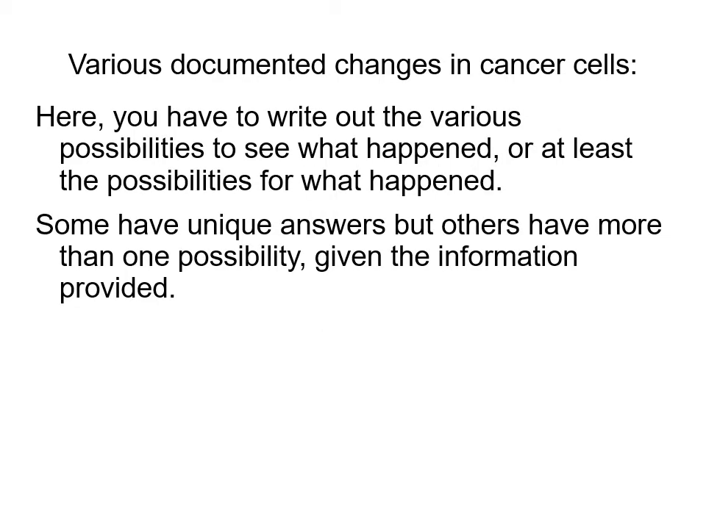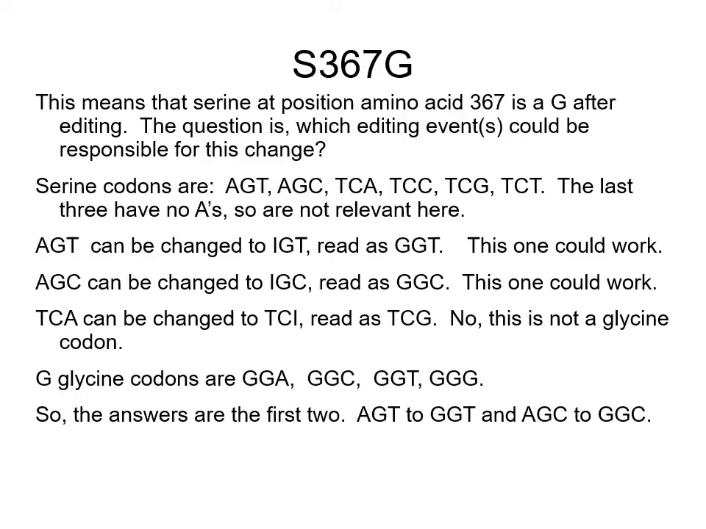Okay, so the next bits are a little bit harder. You have to get used to the single letter code again and the nomenclature, but you're not told what the original codon was. So you actually have to write out the various possibilities in order to figure out what's happened. And be aware some of these have unique answers, but others have more than one possibility. Okay, so I'm not going to do all of these, but I will do a few important ones.